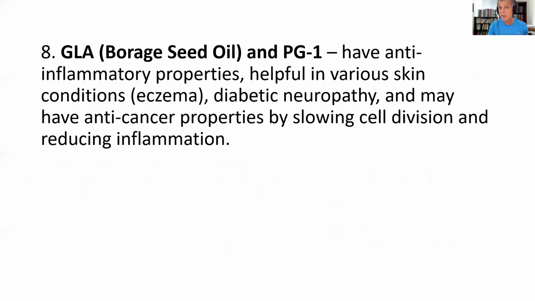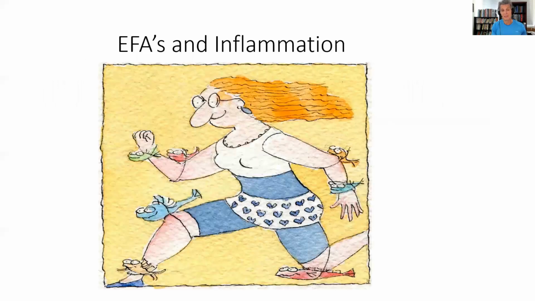The same is true for making prostaglandin series 1. And as you age, what becomes important is that it's hard for your body to make prostaglandin series 1. You're going to see why in a moment. But as you give people borage seed oil, which is 22% GLA or gamma-linolenic acid, the body has a chance to make more of this anti-inflammatory prostaglandin. It's been helpful in all kinds of conditions, from eczema to diabetic neuropathy, slows down the rate of cell division, reduces inflammation, and may therefore be of importance in decreasing cancer risk as well, like prostaglandin series 3.